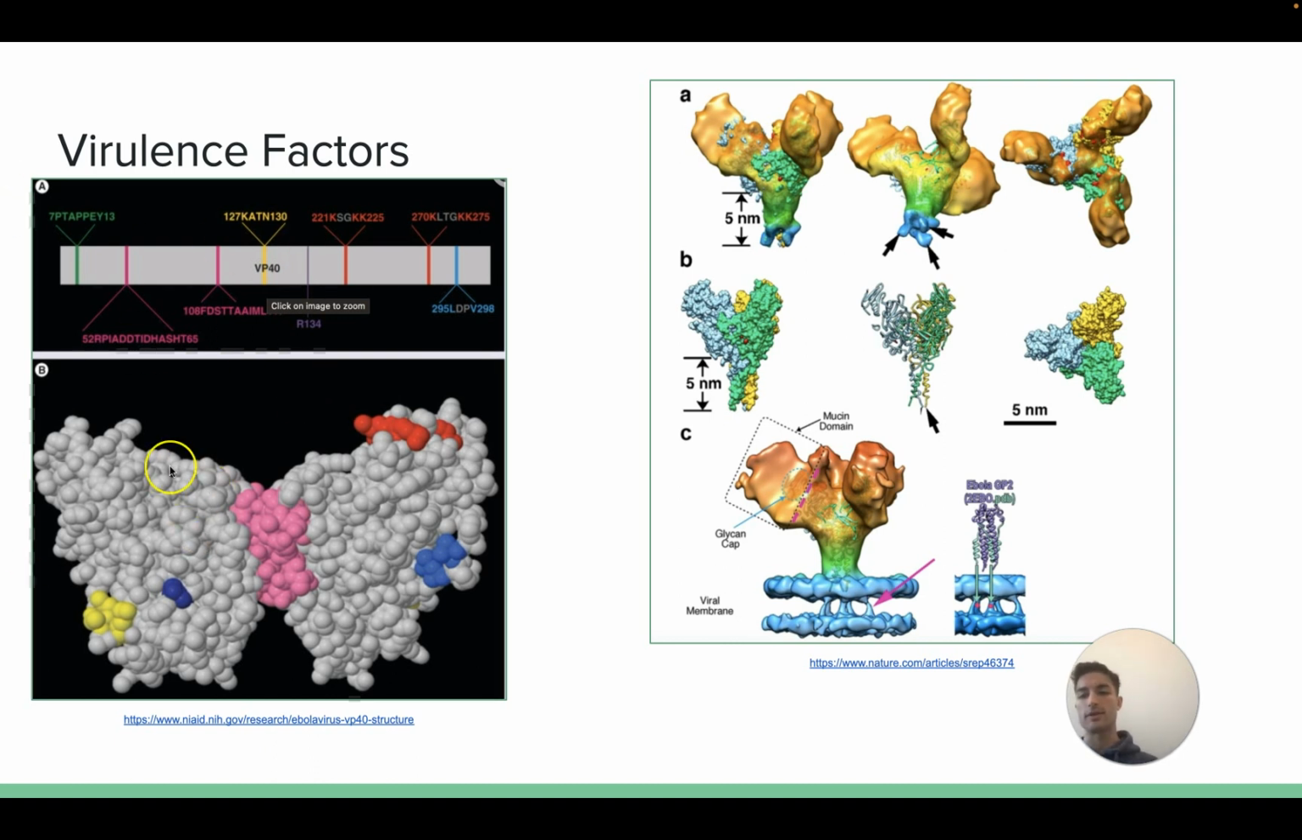Here, this diagram just shows the dimer form of this VP40 complex. And over here, we can see a diagram showing the glycoprotein, or spike protein, of the Zaire Ebola virus. Take note of these specific regions, like the glycan cap of the glycoprotein, which will be targets for specific treatments and vaccines.